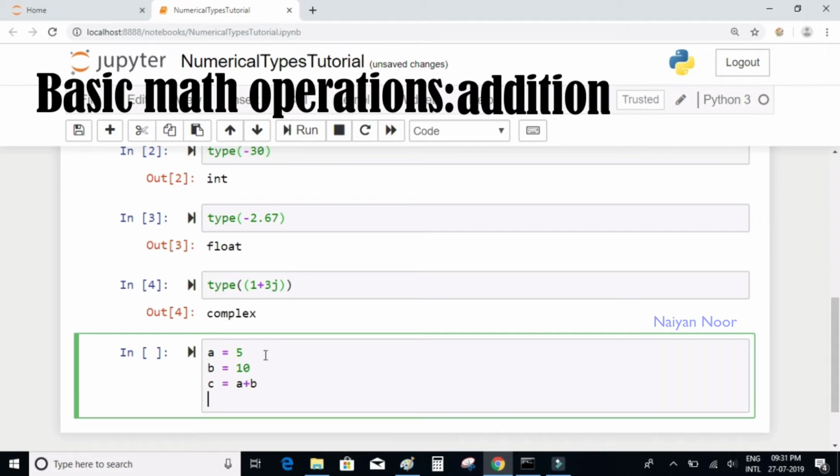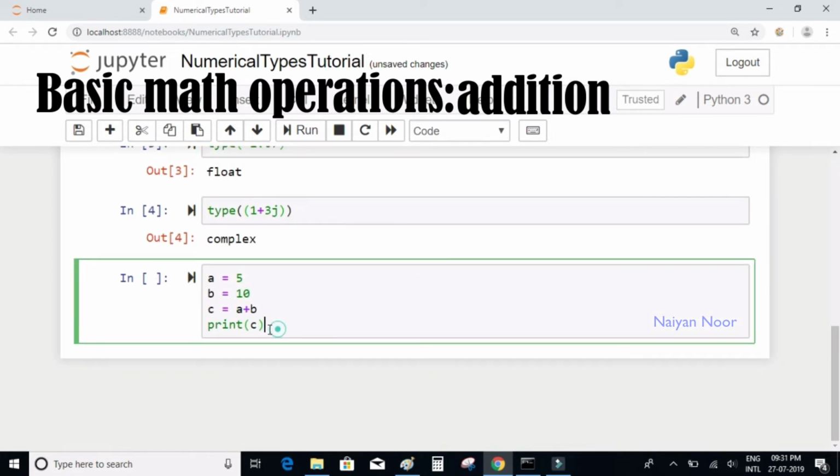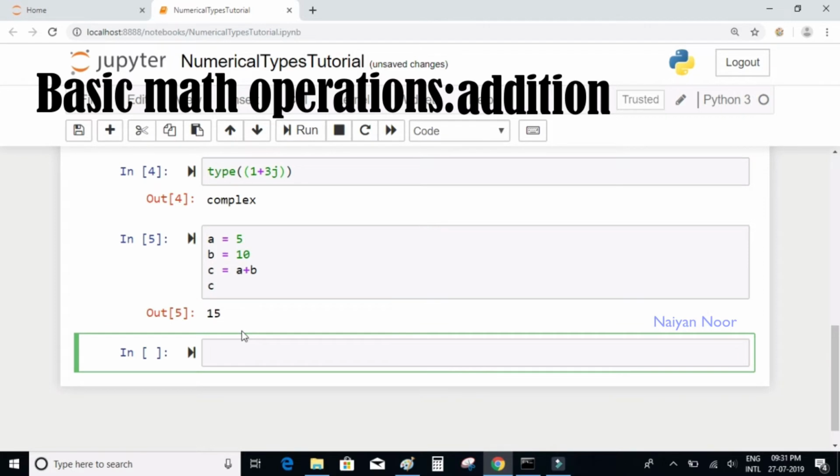So let us simply print the output c. You can simply write c instead of writing print. You can simply type c. It will also print. So if you want to print, the value will be equal to 15.